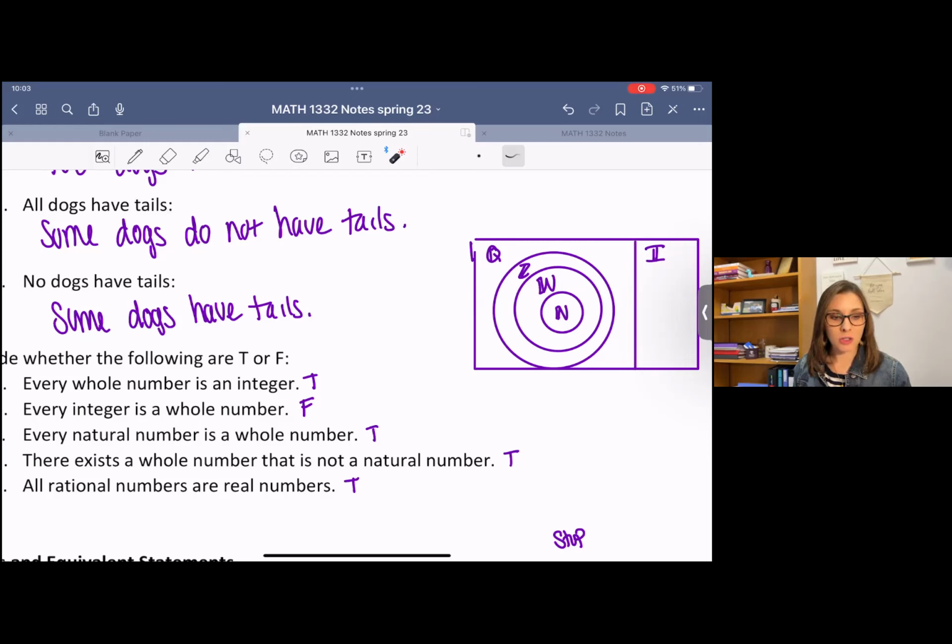Next one, every natural number is a whole number. That's true because the natural number set lives inside the whole number set. And then there exists a whole number that is not a natural number. That is true. There's one whole number that's not a natural number, and that is 0. And then the last one, all rational numbers are real numbers. That is true. They all live in the real number set.